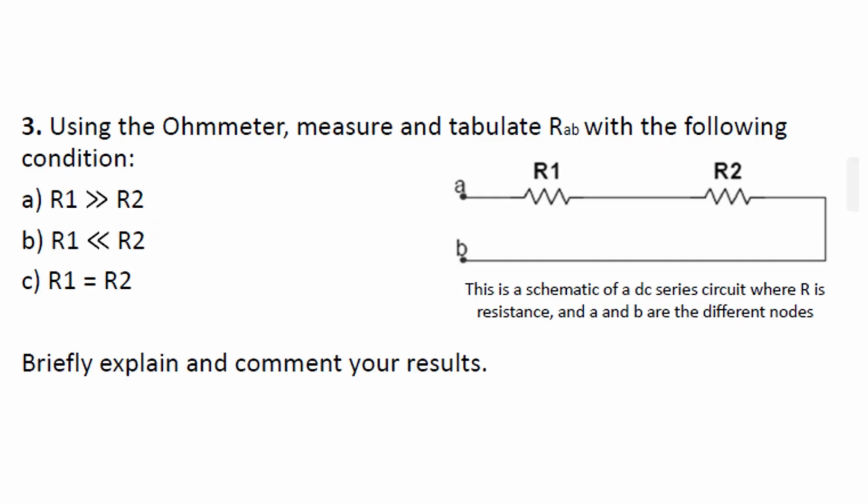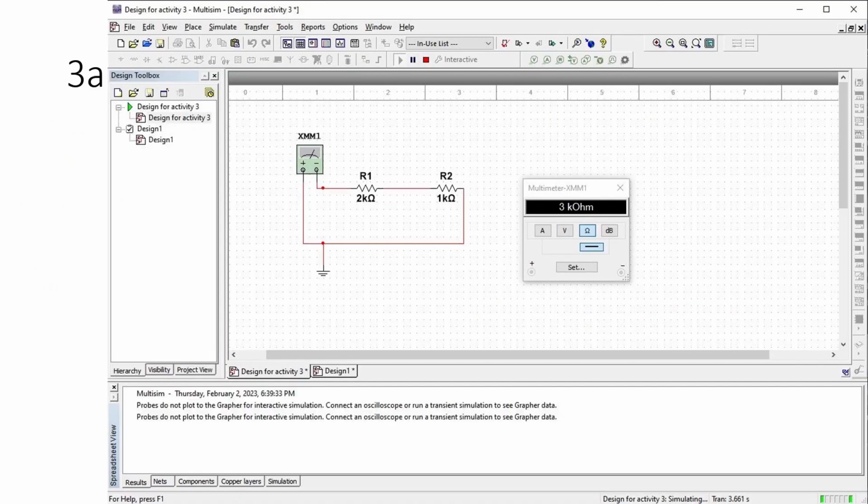Here in the third activity, we have a series circuit, and we are asked to determine RAB, which is the total resistance, which we get by adding R1 and R2. The objective is to see in the different scenarios A, B, and C how the total resistance changes compared to resistance 1 and resistance 2. In the first scenario, the first resistance had to be bigger than the second one, which is true because the first is 2 kilo ohms and the second is 1 kilo ohm. To get the total resistance, we just add them, so it's 3 kilo ohms in total.